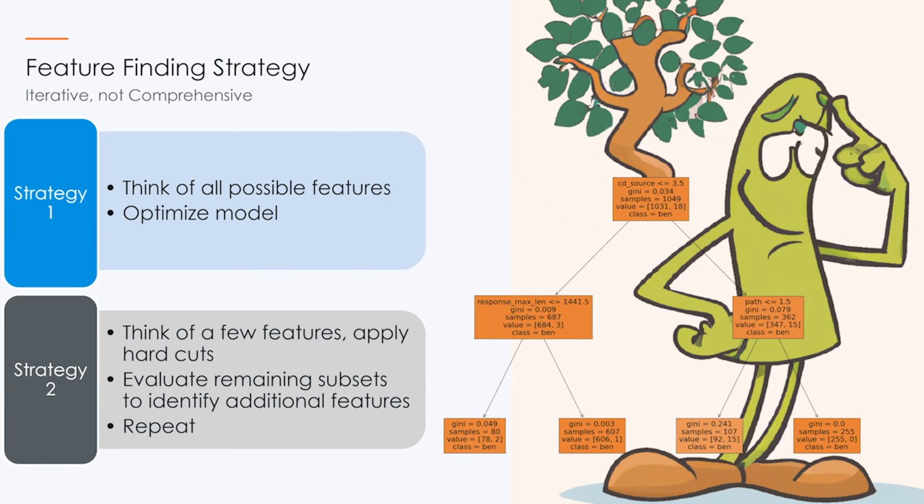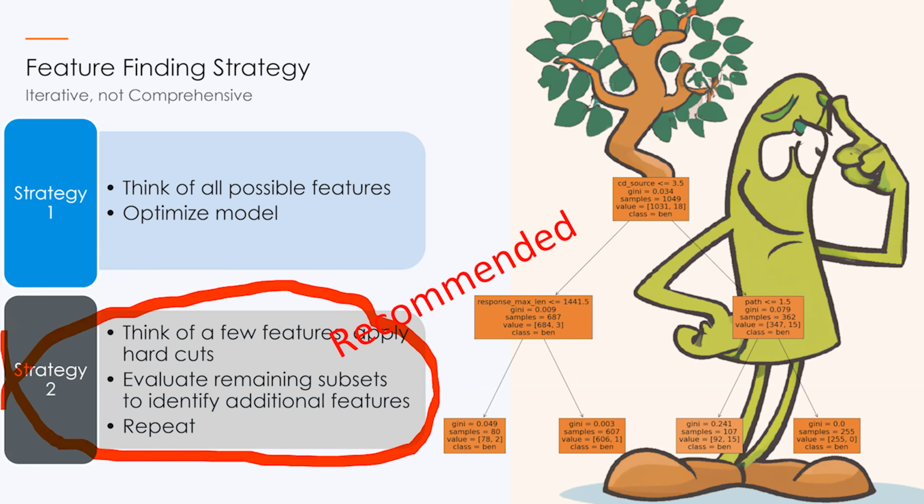So the idea here is to think of yourself as a decision tree: make some initial feature decisions of what you think might be good, actually cut the data, and then look at the data and see what stands out between the malicious and the benign that might make good new features. So the second step is the one that's recommended.